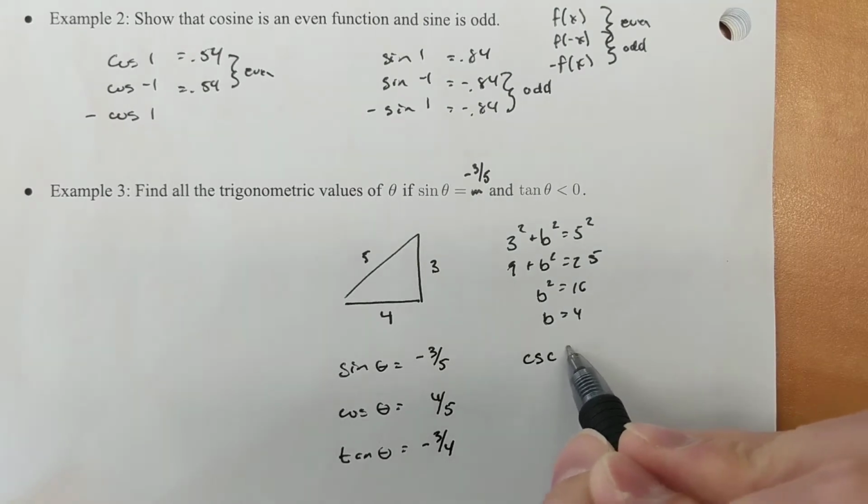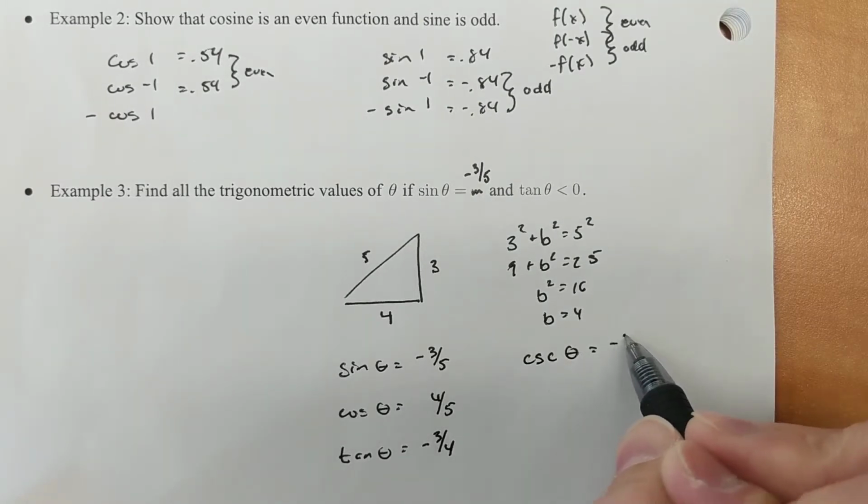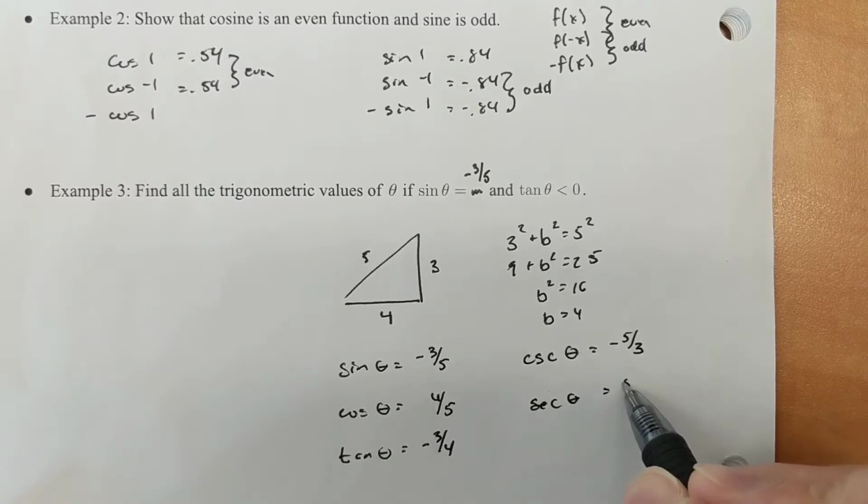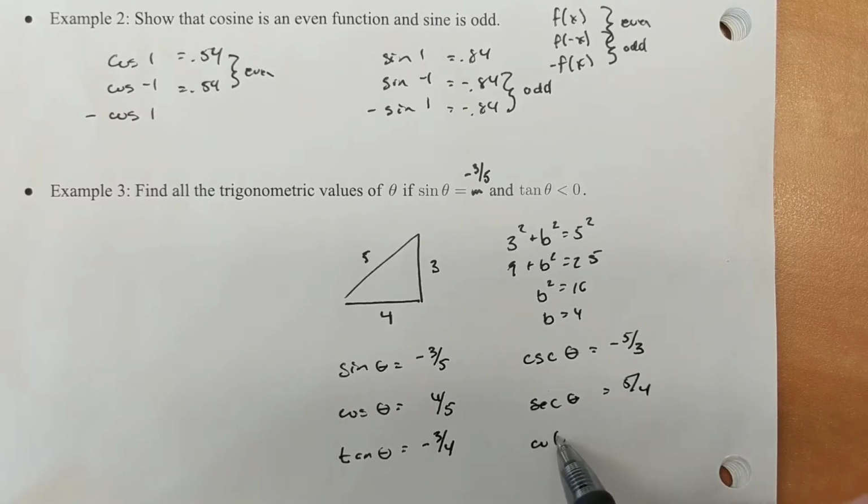So then to do the other ones, the cosecant is the reciprocal of that, so negative 5/3. The secant is the reciprocal of that, so positive 5/4. And the cotangent is the reciprocal of that, so negative 4/3.